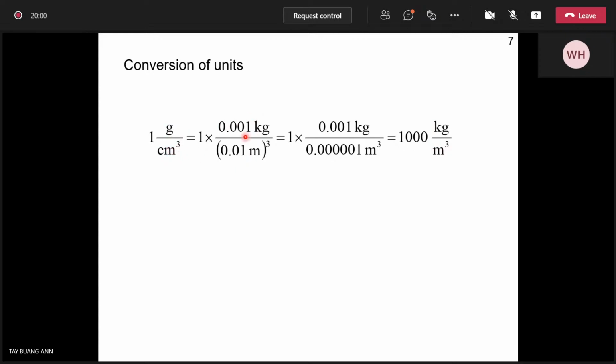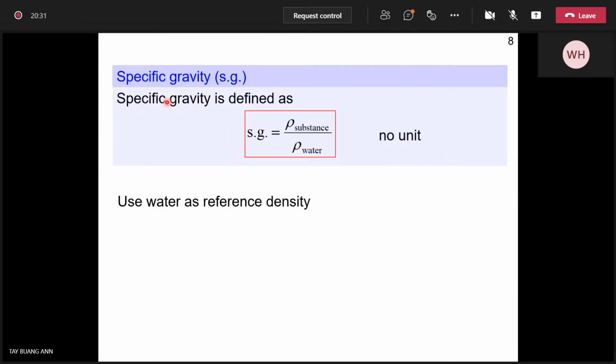Okay. So here I show you, gram into kilogram is 0.001, but don't forget about this centimeter cube. Then it gives us 0.01 meter cube. Then you need to cube it, power 3. You produce a much smaller number in the denominator, and therefore the final answer is 1,000 kilogram over meter cube. Okay, so remember this. It's a very important one. Don't make this kind of silly mistake again in the exam. Okay, remember this.